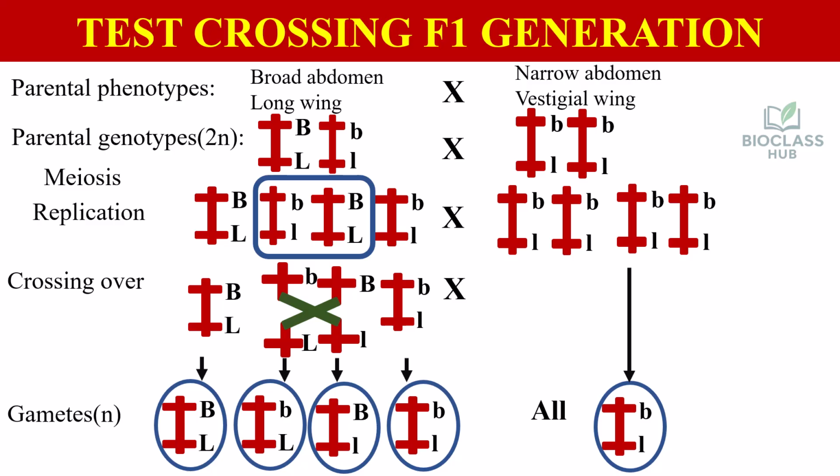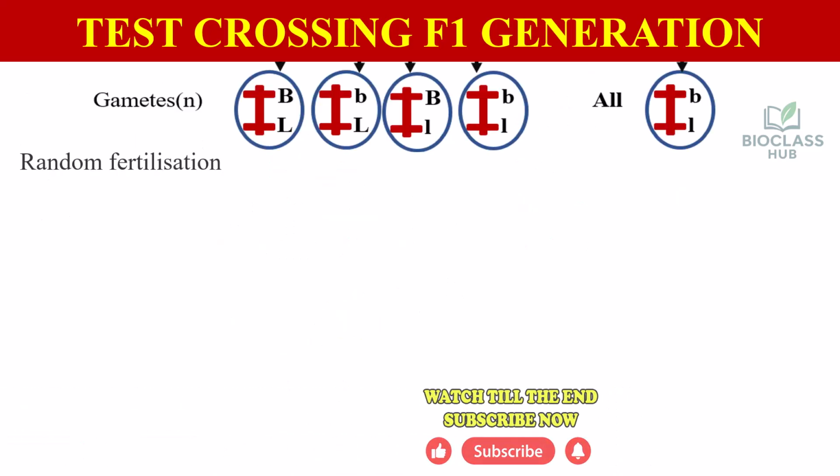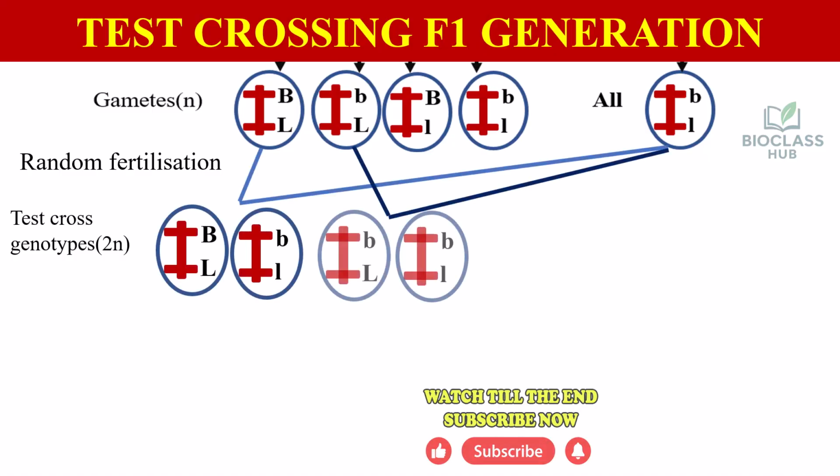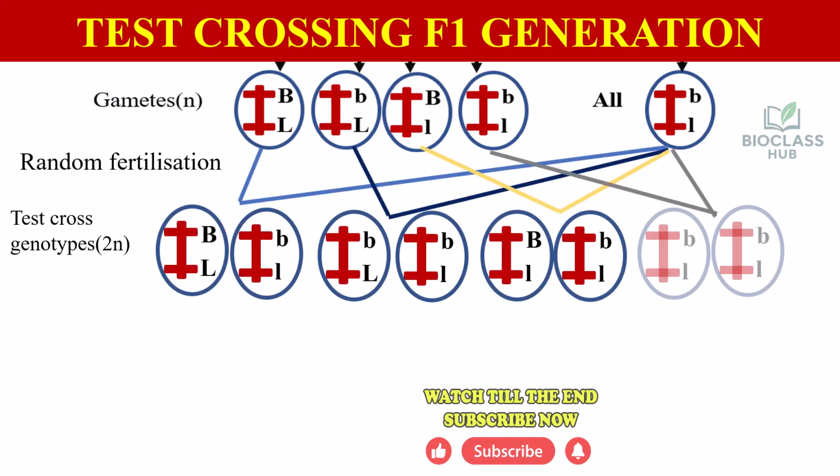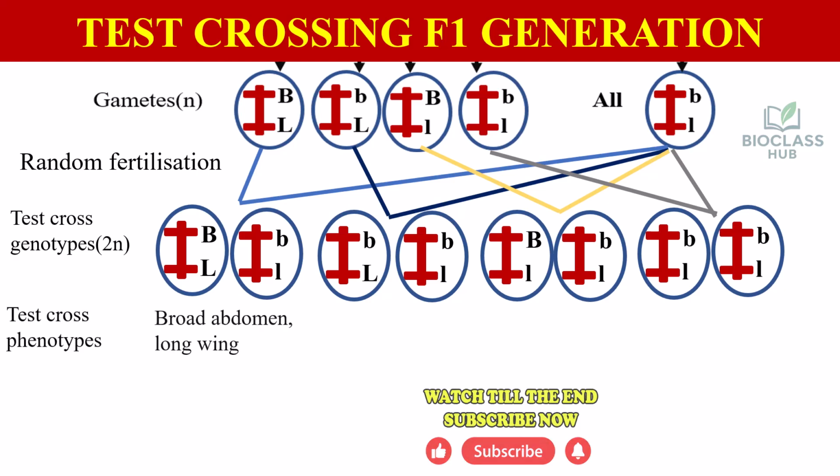We have the gametes, random fertilization, test cross genotypes. We come up with such a combination. Test cross, physical appearance. Broad abdomen with long wings. Here, a narrow abdomen with vestigial wings. These are in large numbers in equal proportions. They resemble parents, therefore known as parental types.